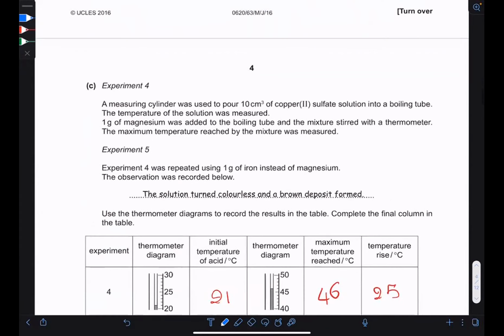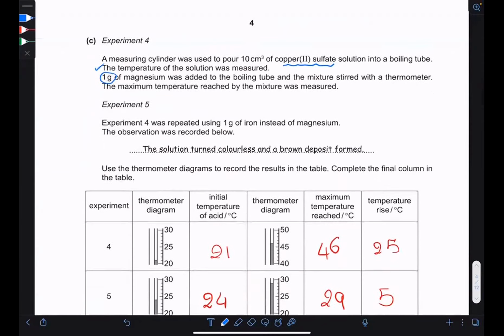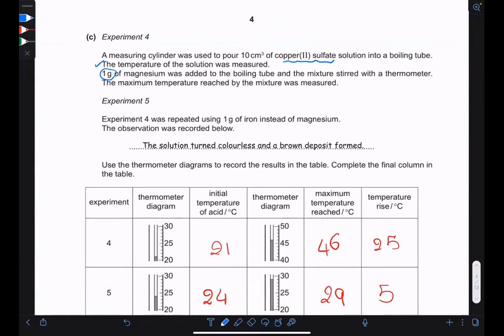Experiment 4, he added copper sulfate solution, and then he started measuring the initial temperature. Then he added magnesium and measured the final temperature and calculated the temperature rise. He's saying that in experiment 5, he repeated experiment 4 using 1 gram of iron instead of magnesium. So the solution turned colorless and a brown deposit formed. He added iron to copper sulfate. This is a displacement reaction. Iron sulfate will be formed and copper will be displaced.